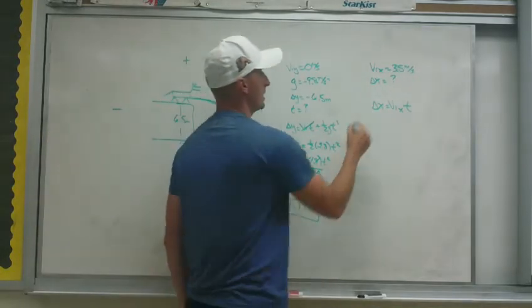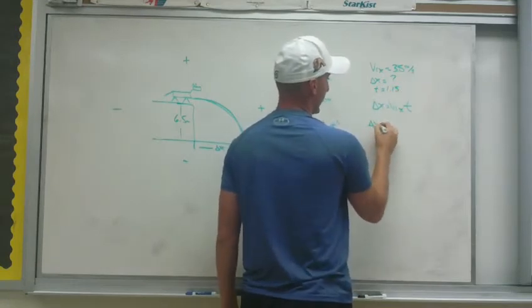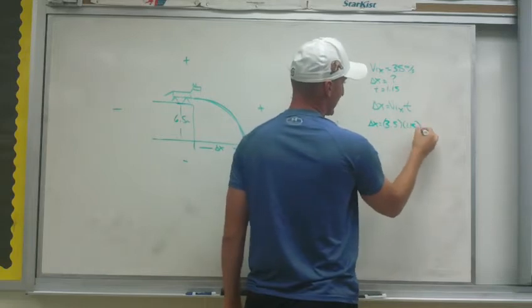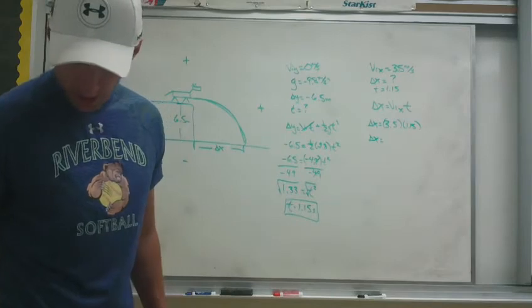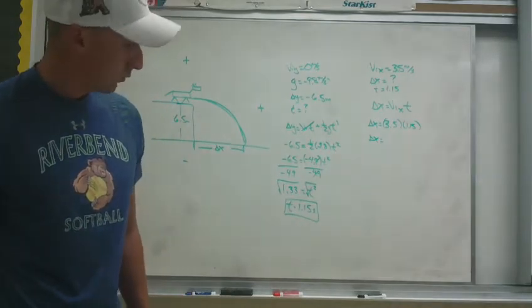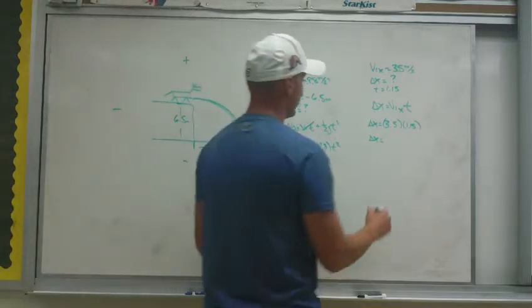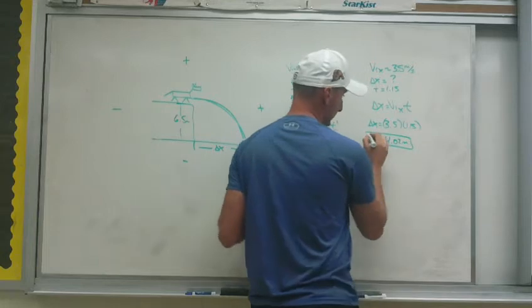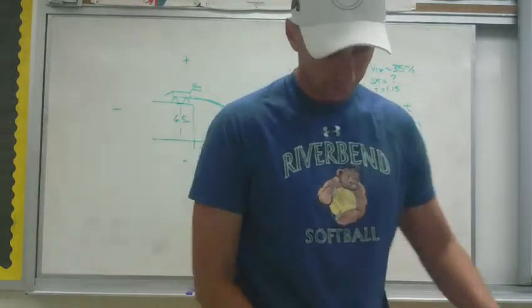I can use that. t equals 1.15. I plug in: delta x equals 3.5 times 1.15 seconds. Delta x equals 3.5 times 1.15. I get 4.02 meters. Okay? Number 4, pretty easy.